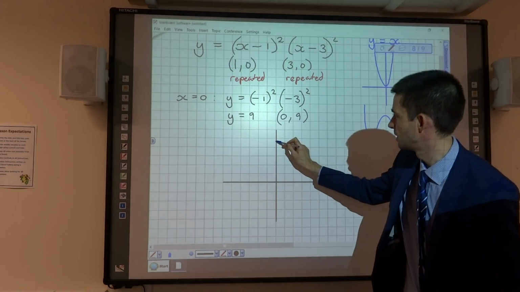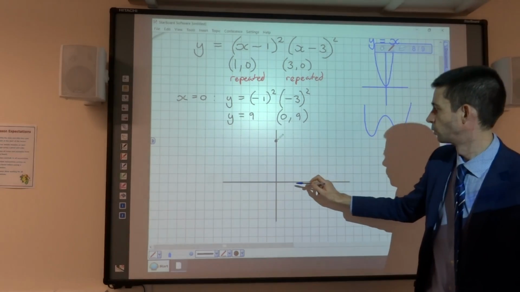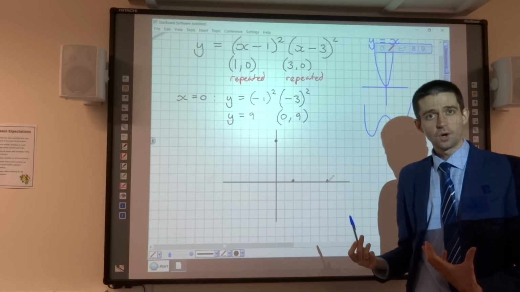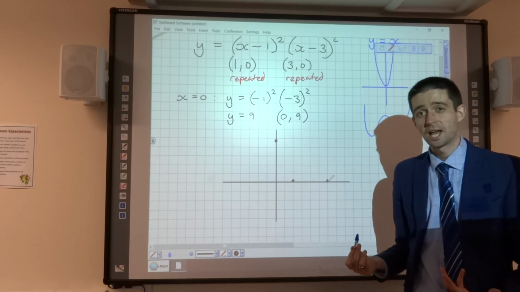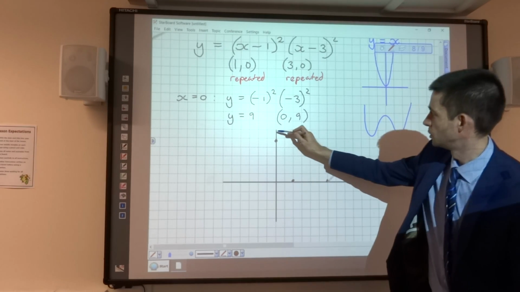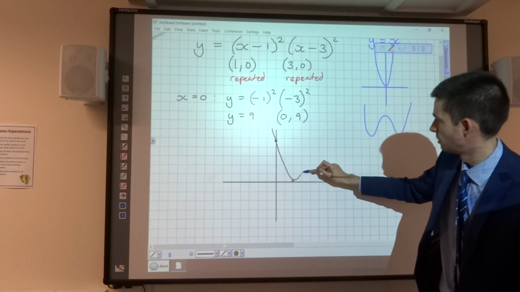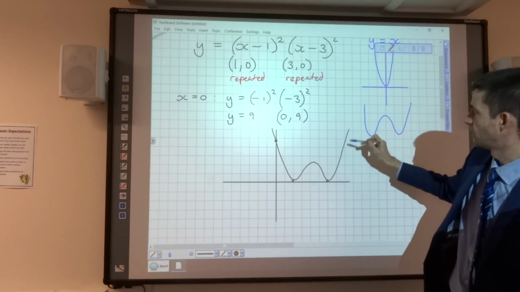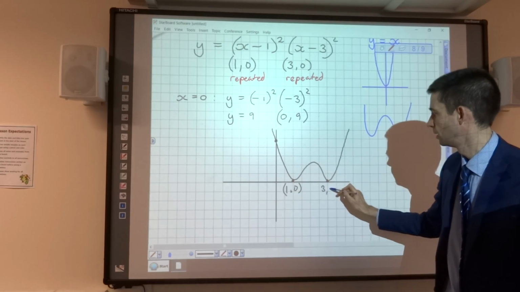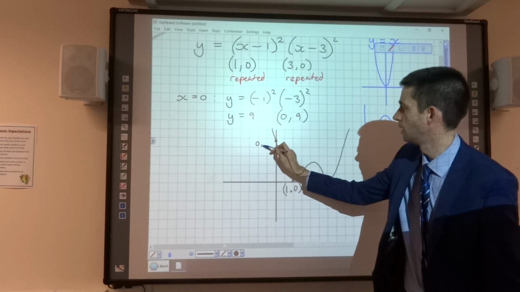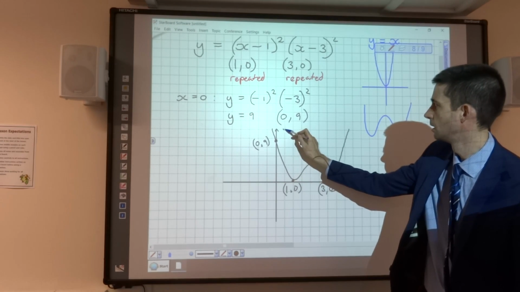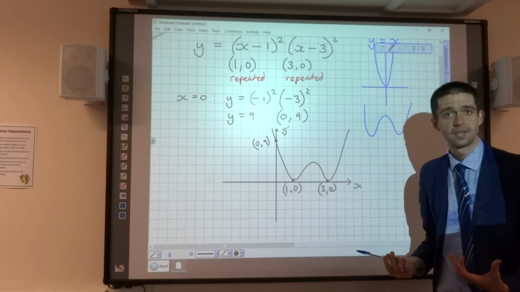So I've got a y-intercept at (0, 9), which I'll put there. I've got a repeated root at (1, 0) and a repeated root at (3, 0). So in the same way as with the cubic, when we had a repeated root, it touched the axis. That is going to happen here and again here with this kind of shape. So we're going to go down through y is 9, repeated root here, back up, back down, repeated root there, and back up like so. So (1, 0) as a repeated root there, (3, 0) as a repeated root there, and (0, 9) as the y-intercept, x-axis, y-axis, and that's job done for that.